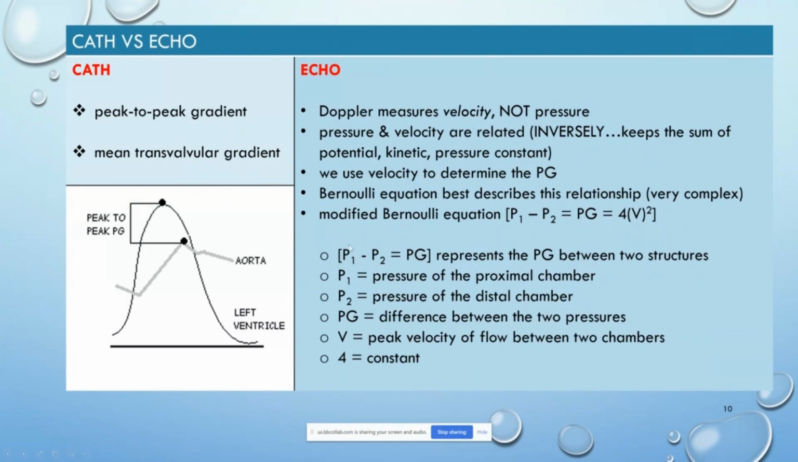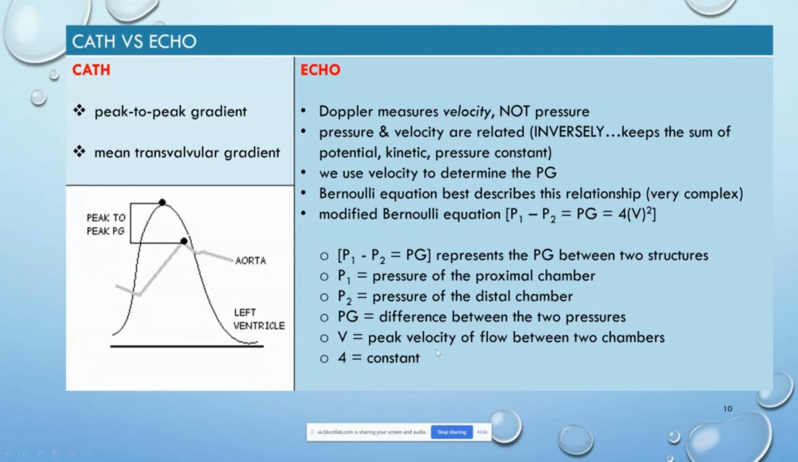So for example, P1 might be the pressure in the left atrium. P2 might be the pressure in the left ventricle. And then the pressure gradient is the difference between the two, when you subtract P2 from P1. So again, P1 is the pressure in the proximal chamber, the chamber that's before the valve, and P2 is the pressure in the distal chamber. That's the chamber that's on the other side of the valve. Again, pressure gradient is the difference between the two pressures.